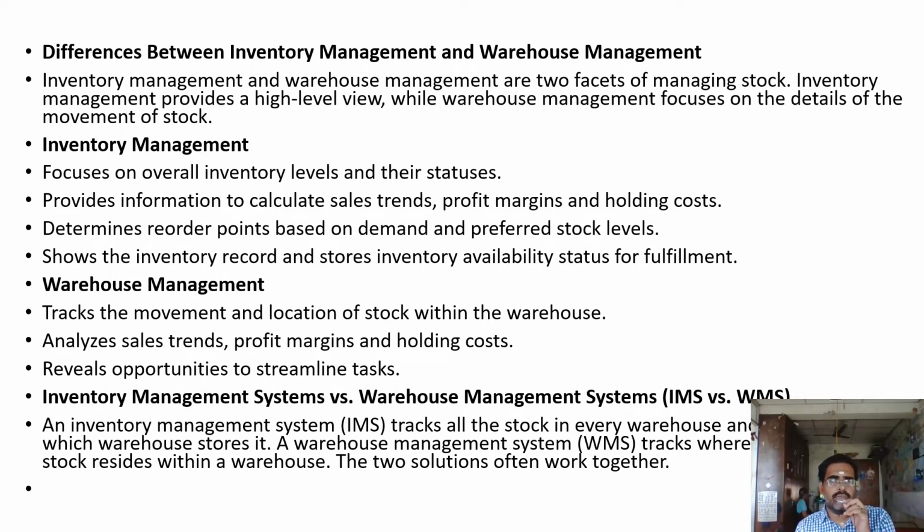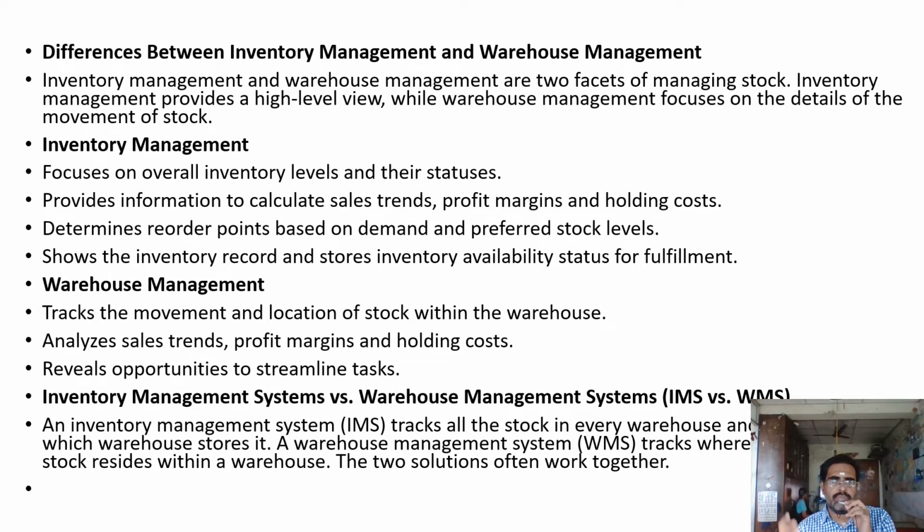Inventory management focuses on overall inventory levels and their statuses, provides information to calculate sales trends, profit margins, and holding costs, determines reorder points based on demand and preferred stock levels, and finally, as a fourth point, shows the inventory record and inventory availability status for fulfillment. Whereas warehouse management tracks the movement and location of stock within the warehouse, analyzes the sales trends, profit margins, and holding cost, and reveals opportunities to streamline tasks.